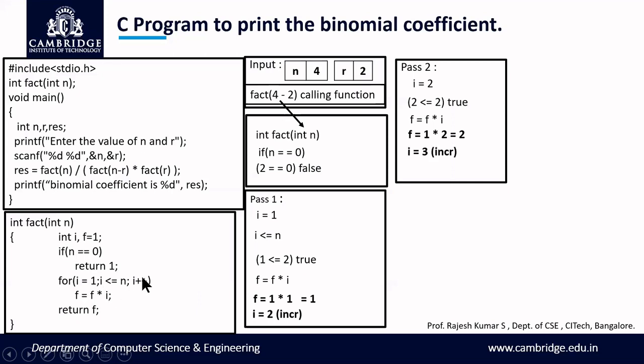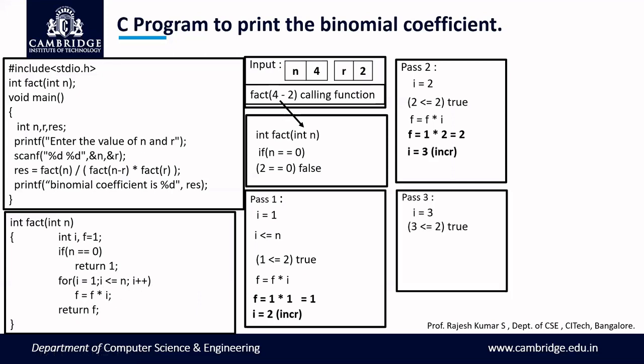i will become 3. When I check for the condition 3 is less than or equal to 2, here the condition becomes false. Students, this should be false. It is not true, it is false. There is a mistake over here. When the condition becomes false, it won't execute this statement. It will return f. What is the value of f? The updated value of f is 2.